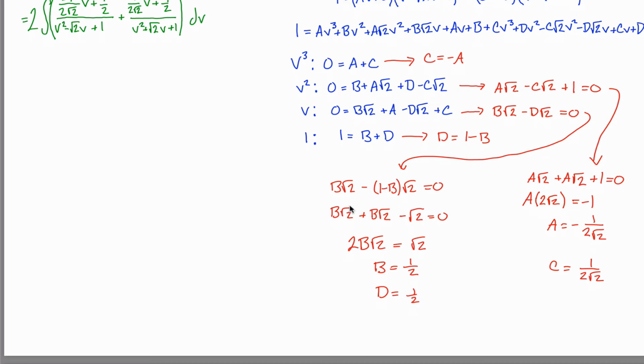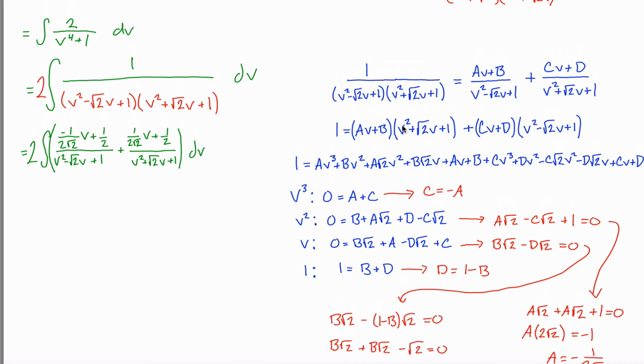So remember, the whole reason we solve for these 4 constants is they're the 4 values that make this equal to this, and presumably this is the preferable form to integrate.